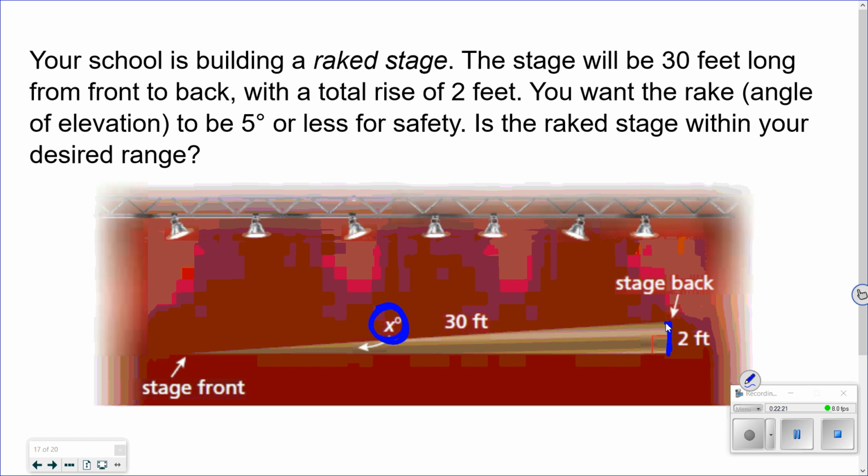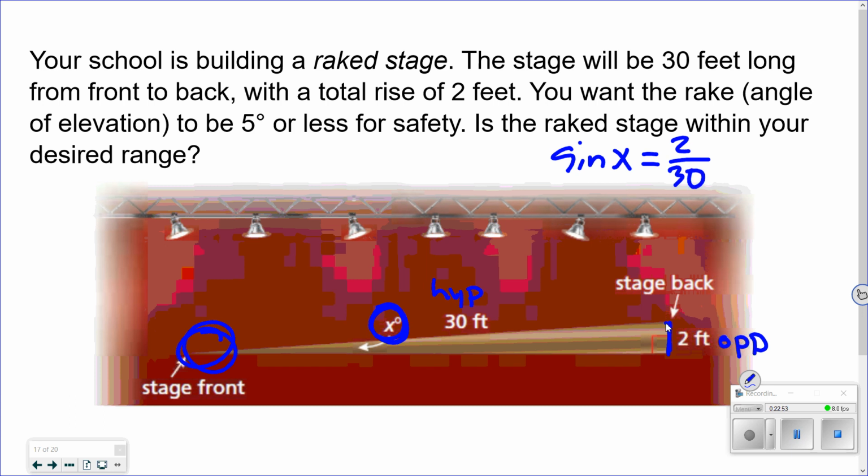So I know two sides. If this is my angle right here, right? This is the angle x. This 2 is the opposite side. And 30 is the hypotenuse. Make sure you pick the right trig ratio. So I have opposite and hypotenuse, so think of SOHCAHTOA. That's the sine. So I'm going to go the sine of angle x that I don't know equals the opposite side, which is 2, over the hypotenuse, which is 30.